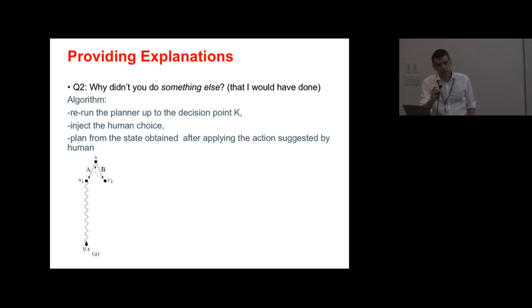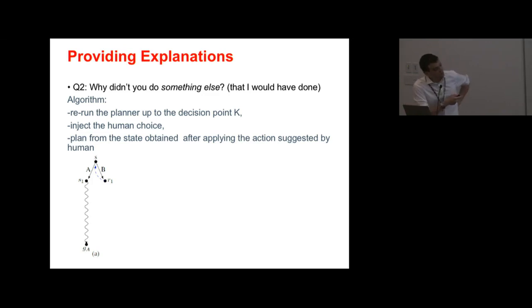But the user says, well, actually, I would expect action B instead of A. That's a question that the user can ask. So what you can do is take the plan, get to the point where you reach the state S, inject action B rather than A, and then ask the planner to replan from that, and see what happens if I accept the solution from the user. So one way to provide contrastive explanation is: okay, let's assume you're right, let me take your action, and then let's see what would happen.